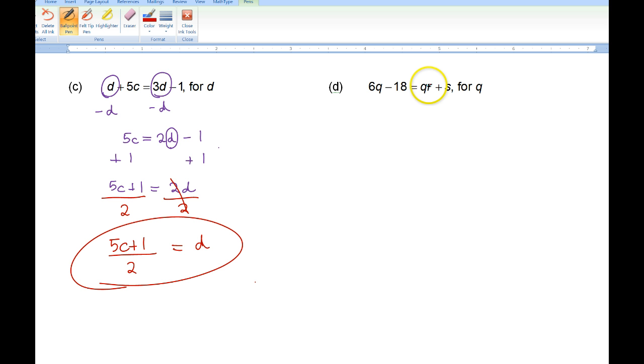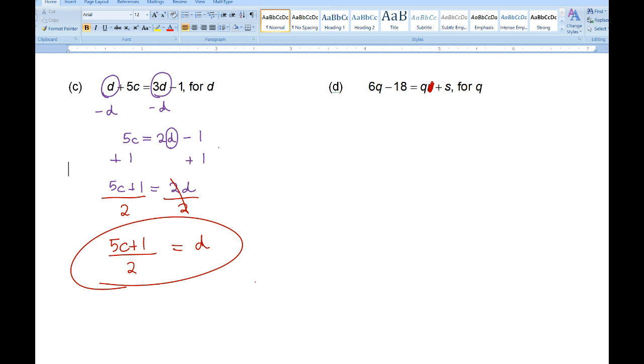So is the answer 5C plus 1 over 2? Yes, D equals 5C plus 1 over 2. I'm going to change this one to just a Q, not QR. Take out the R. That's a typo. I didn't want to have an R here because we haven't learned how to do those types of problems.